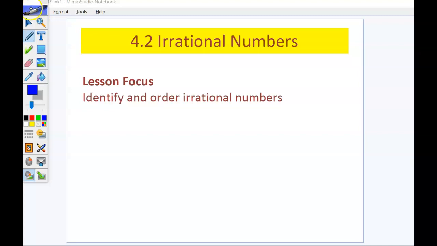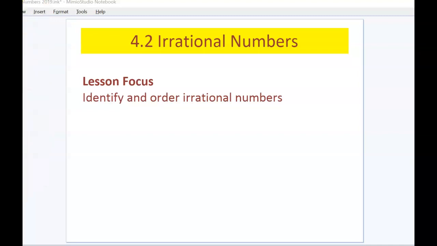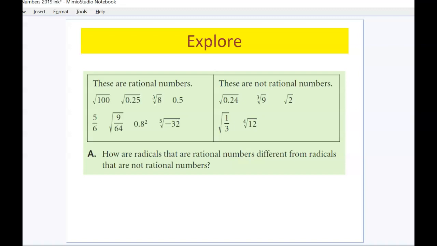In section 4.2, we're going to study the concept of irrational numbers. Now let's take a look at the different numbers in these two boxes here. The numbers on the left are called rational numbers, and the numbers on the right are not rational numbers. How are radicals that are rational numbers different from the radicals that are not rational numbers?